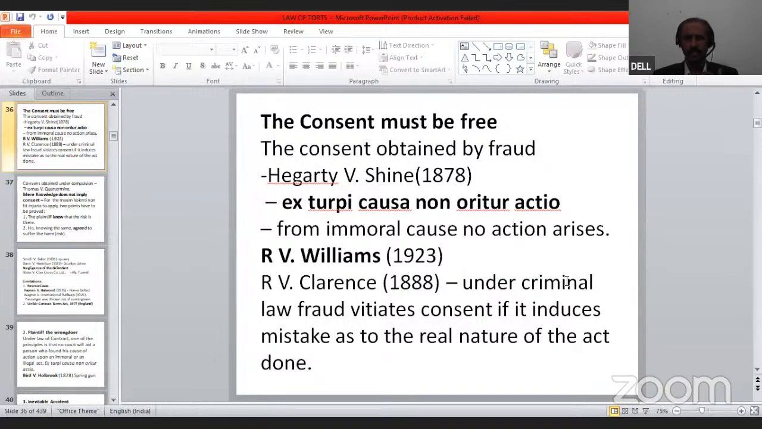So in the examination, you have to write the case, the maxims, everything. Latin maxims, if you write them, definitely you fetch more marks.